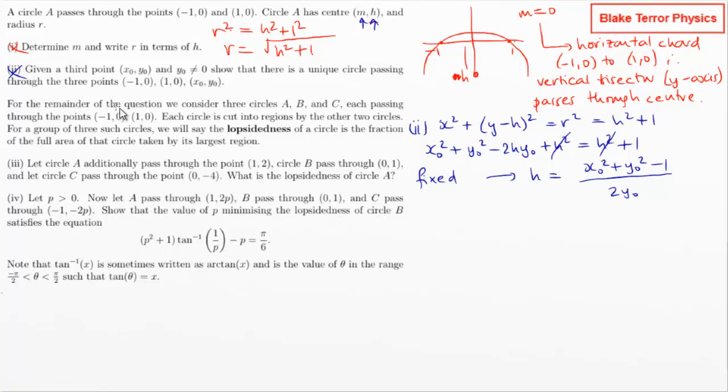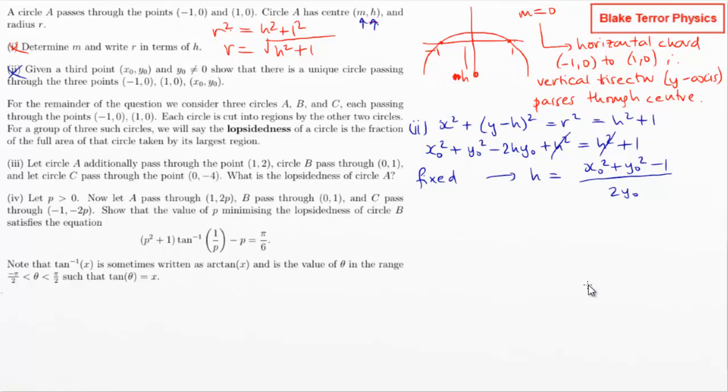Part 3, we've got a bit to read before we get into part 3. For the remainder of the question, we consider 3 circles A, B, C, each passing through those points. Each circle is cut into regions by the other 2 circles. For a group of 3 circles, we will say the lopsidedness of a circle is the fraction of the full area of the circle taken by its largest region. That's something to struggle to visualise, but maybe we'll be drawing a picture in the next bit anyway. Let circle A pass through that, B through that, C through that. What is the lopsidedness of circle A?